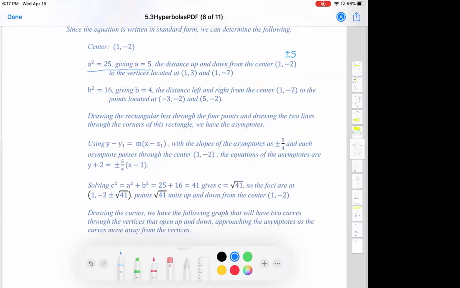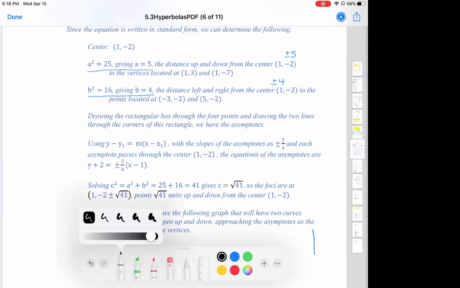And sometimes when it's not drawn, it doesn't seem so obvious. B squared equals 16 and therefore B equals 4. The distance left to right from the center. So from the center, we're moving left or right, which is x. We're going to add and subtract a 4. So we get these new points, -3, 2, and positive 5, -2. Drawing a rectangular box with the 4 points, the 2 lines to the corners of the rectangle, we have the asymptotes. So let's try it just so we can put all this together.